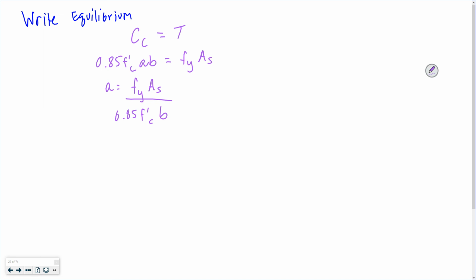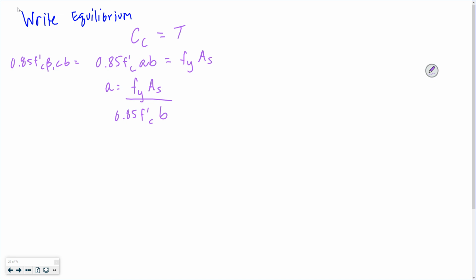Now you could have also put 0.85 F prime C beta 1 CB on the left. Right? Because A is equal to beta 1 C. And beta 1 is 0.85, so you do have two 0.85s. One of them is always 0.85, 0.85 F prime C. Beta 1 might be 0.85 quite a bit, but not always. So just remember that. You could have two 0.85s.